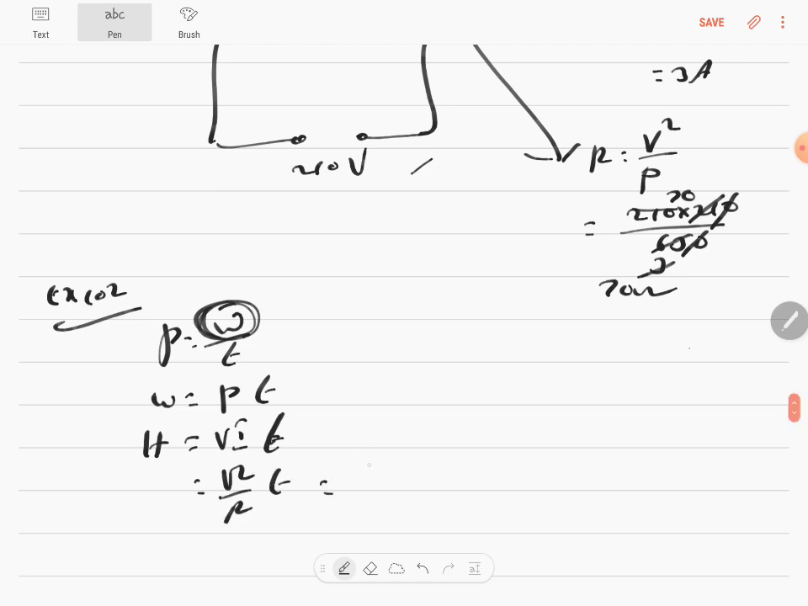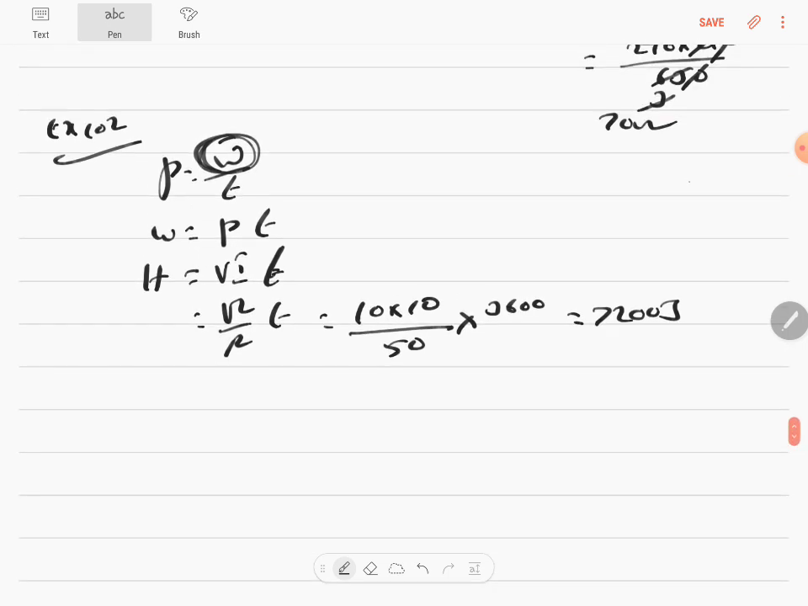So then V square is 10 into 10. They have given that volts is 10 volts. Where does it say 10 volts? A 10 volt storage battery is connected to a 50 ohm resistor, 50 ohm resistor into time, in 1 hour. 1 hour is 3600 seconds. Just do this calculation and you get 7200 joules. So that's about it. When they ask heat energy, it is the work done, so you have to cross multiply and get an answer.